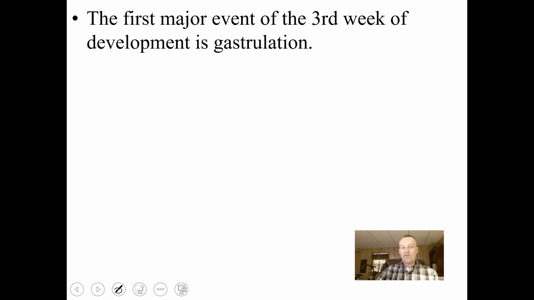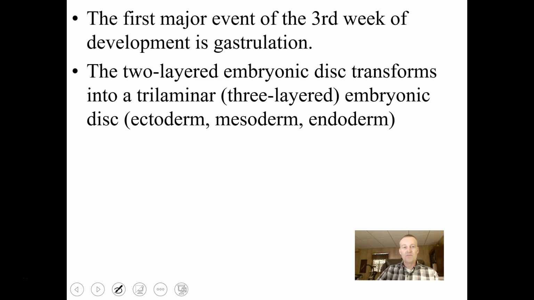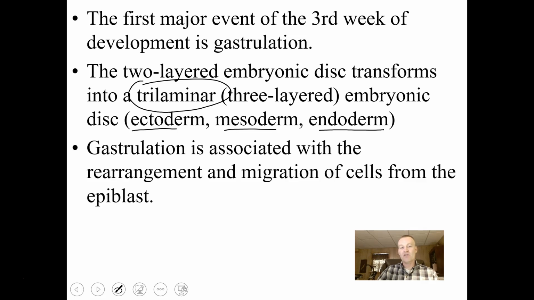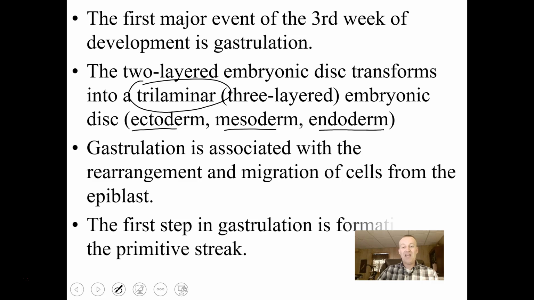So the first major event at the 3rd week of development is what we call gastrulation. The two-layered embryonic disc will transform into a trilaminar, that's a 3-layered embryonic disc, and it'll contain ectoderm, mesoderm, and endoderm. Remember, those are the 3 layers of tissues that are going to become all of the organs in the human body. Gastrulation is associated with the rearrangement and migration of cells from that epiblast.